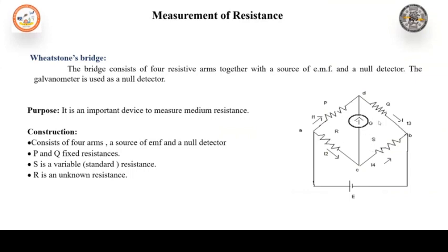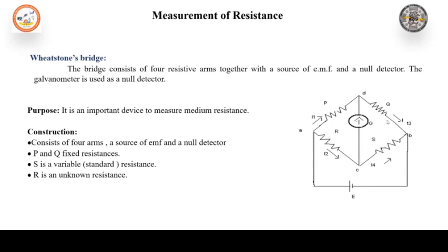The arms consist of the resistances P, Q, R, S. P and Q are called ratio arms, and S is called the standard resistance, standard arm. R is called the unknown resistance, that is this one. This is to be measured.